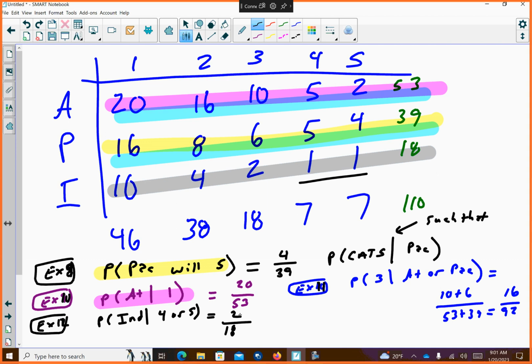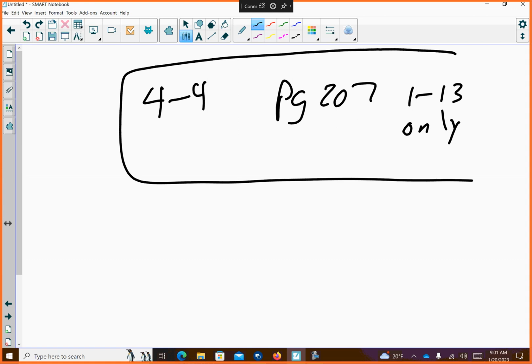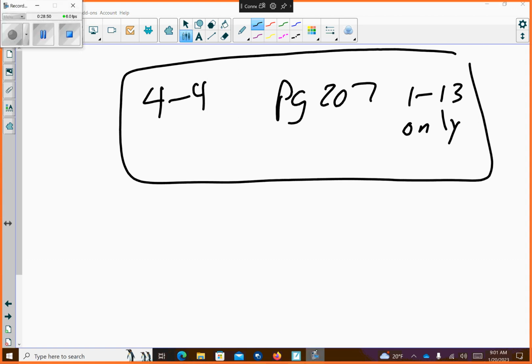4-4. All right, let's have us do 4-4, page 207, 1 through 13 only. So it's just the first page. It just deals with one contingency table. And that's all I have for you. Good, done.